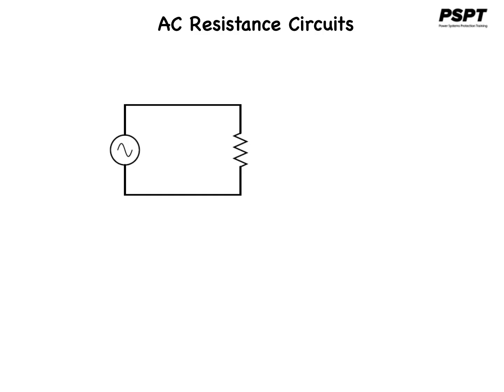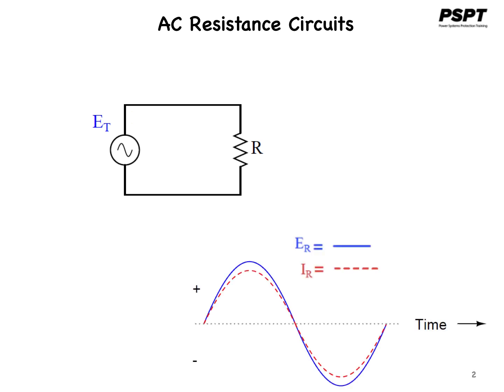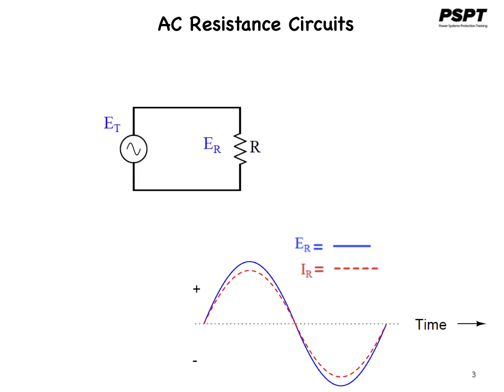If we were to plot the current and voltage on a time graph for a very simple AC circuit consisting of an AC voltage source, ET, and a resistor, R, it would look something like this. The blue is the voltage across the resistor, which, because it's connected directly to the source, is also the ET source voltage, and the red dotted line is the current in the circuit as well as the resistor. This is sometimes referred to as the time domain.